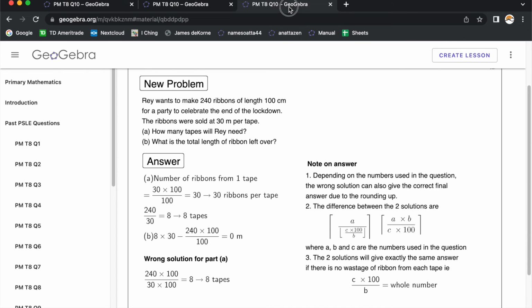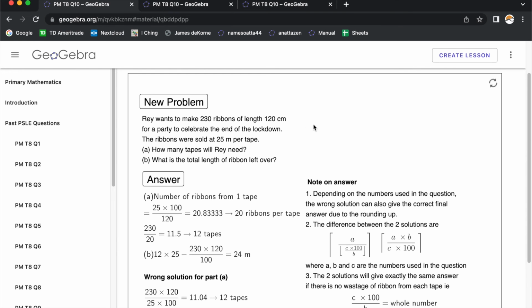And the last case is this. When you do the first part, you get a whole number, exactly 30. That means you get exactly 30 ribbons per tape. There is no wastage here. When there is no wastage, you will find that for both methods, you get exactly the same answer. So it happens here that you get 8 with rounding up, and for the wrong method, you also get the same 8. Teachers who are listening, I think this particular problem may be a good exercise for your students.